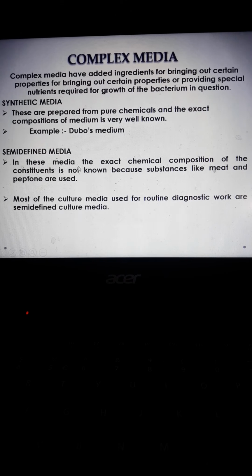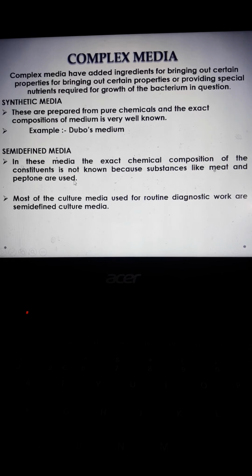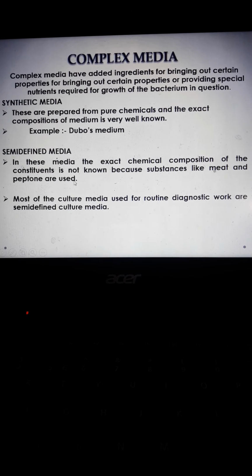Semi-defined media, ito yung media that exact chemical composition is not known because substances like meat and peptone are used. Diba? So, yun ang tawag na semi-defined media. So, most of the culture media used for routine diagnostic work are semi-defined culture media because mostly meat and peptone ito yung needed by the bacteria for growth, especially protein.